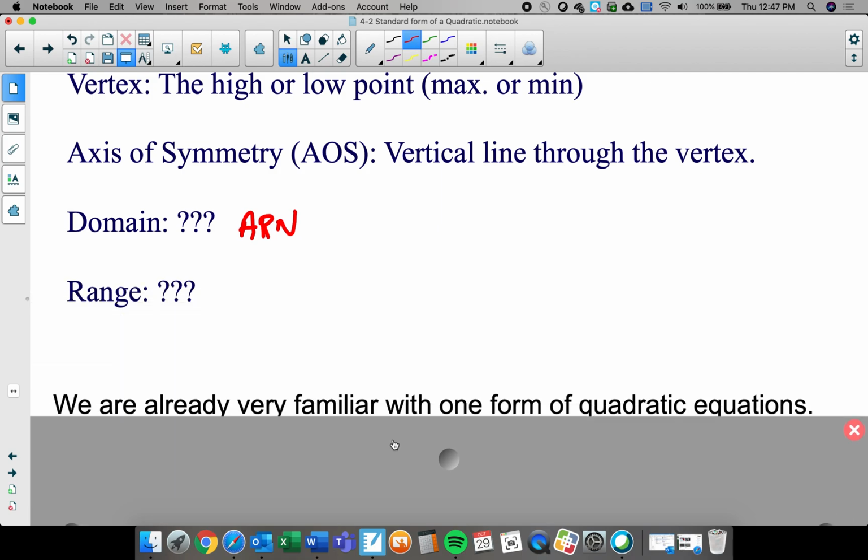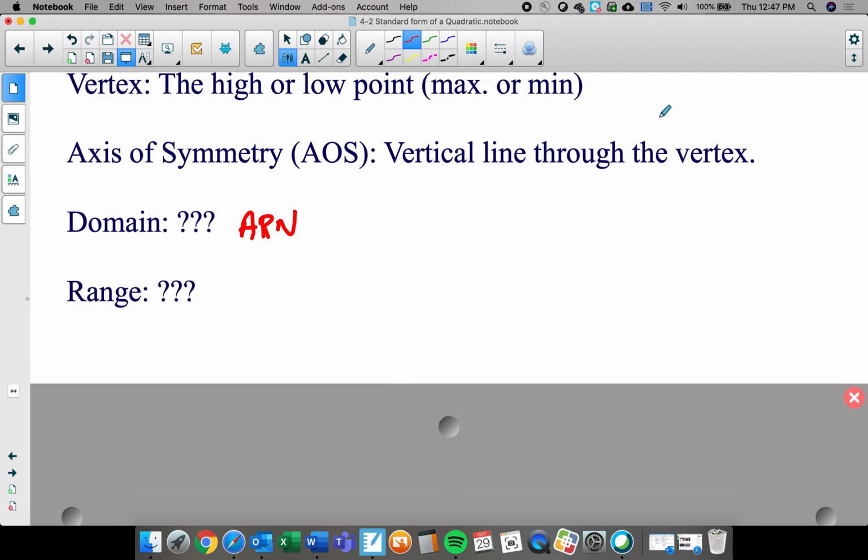Now, the range, on the other hand: if it opens up, then your range is going to be y is greater than or equal to whatever the k value is, the y coordinate of your vertex. Or in interval notation, it would be whatever the k value is, and that should actually be a bracket, up to infinity. So that's your bottom point all the way up to infinity.